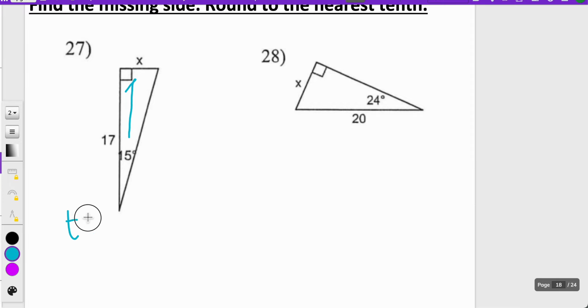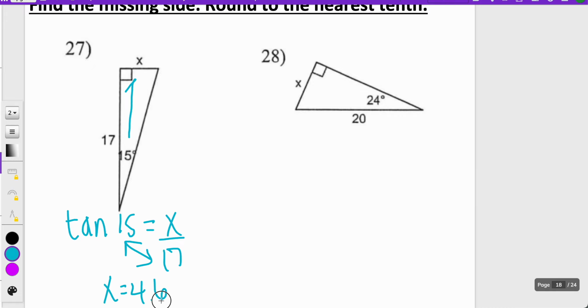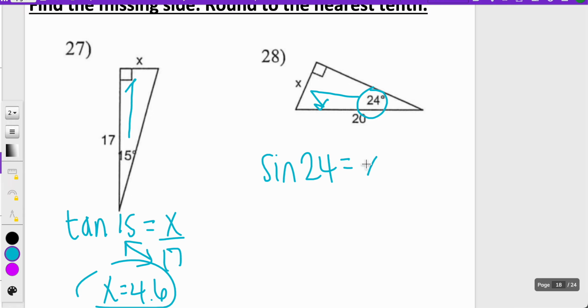Okay. Next up for this 15, I have opposite over adjacent. So this is another tangent. So tangent of 15 is equal to x over 17. Again, just multiplying 17 times tangent of 15, I'm getting x is 4.6. 28. Here's my angle. I'm getting opposite over hypotenuse, that's sine of 24, is equal to x over 20. Multiplying 24 sine times 20, I'm getting x is about 8.1.